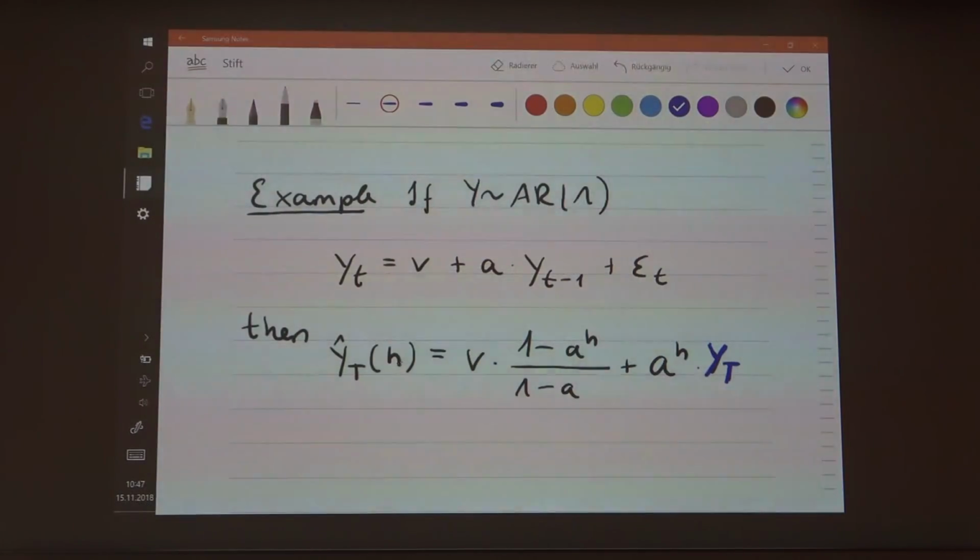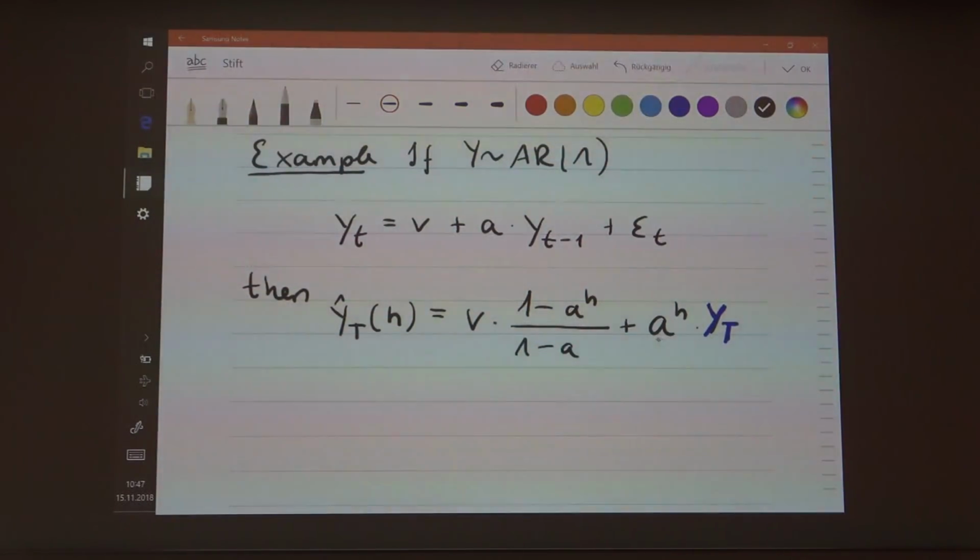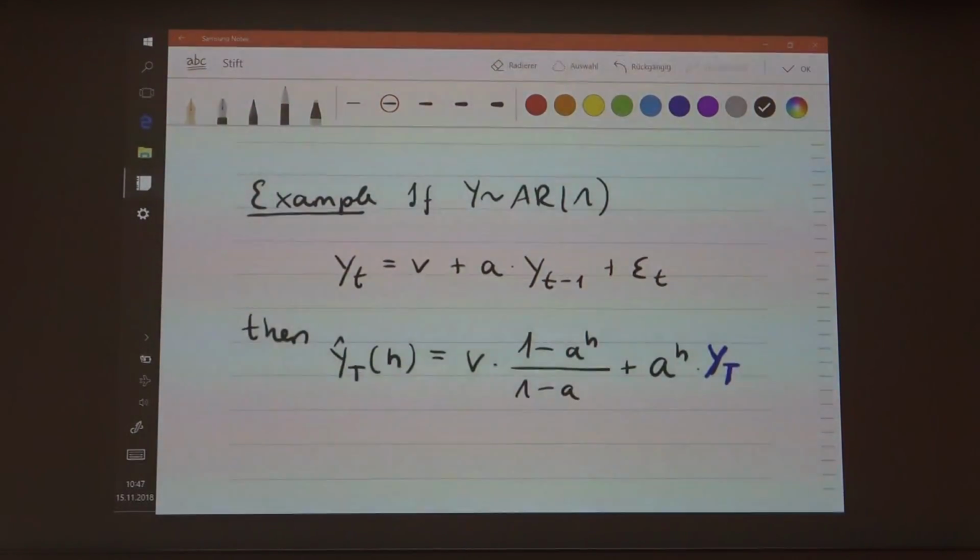Now, as h converges to infinity, this last expression will converge to 0 because this process is stationary. Remember this: the process is stationary if and only if the absolute value of that expression is less than 1.